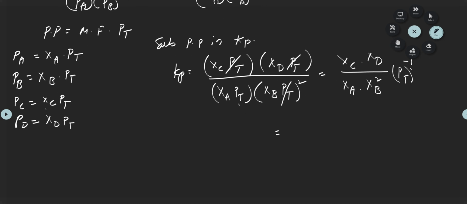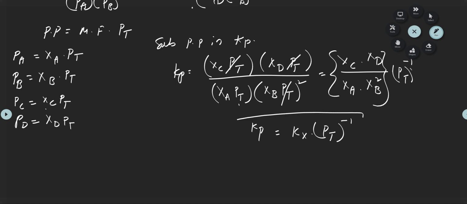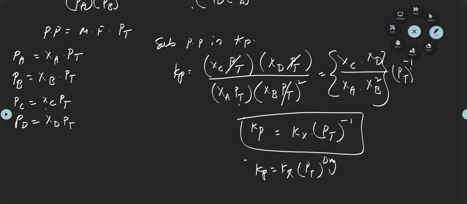Now, in place of this, what can we write? Kx, the equilibrium constant of mole fraction. Kx into PT power minus 1. This is the Kp, Kx relation for this reaction. Generally, what we can write is Kp is equal to Kx into PT power delta Ng.